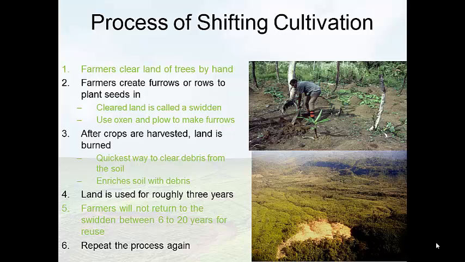A, it's the quickest way to clear the debris, and number 2, it enriches the soil with the debris left over. Now, the land is used for roughly 3 years before farmers do indeed burn the vegetation. Now, farmers will not return to the swidden between 6 to even 20 years later for reuse, and then you literally repeat the process again.